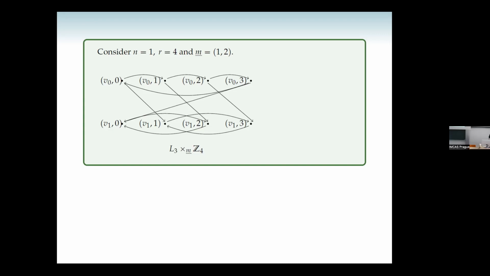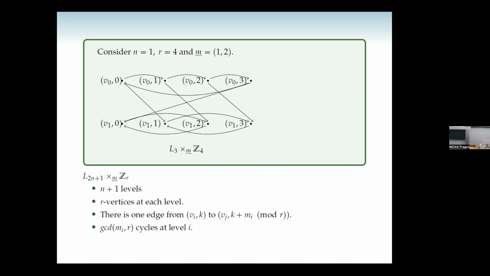Okay, so let me just explain it in greater generalities. So in general, you will have n+1 levels. You will have R vertices at each level, and then you have an edge coming from Vik to Vjk plus Mi, and you have to calculate everything modulo R. And then the greatest common divisor between Mi and R tells you how many cycles you have on each level. Here you will have 1, and here you have 2 of them.